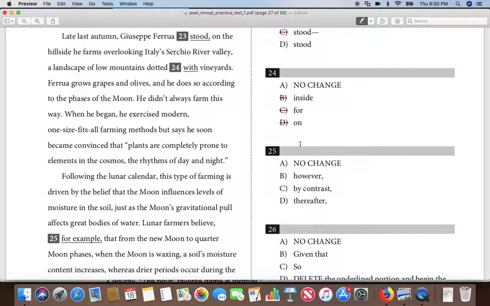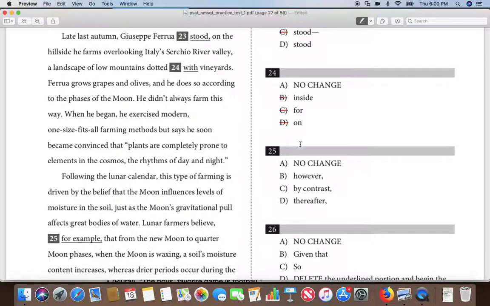When he began, he exercised modern, one-size-fits-all farming methods, but he says he soon became convinced that plants are completely prone to elements in the cosmos, the rhythms of day and night.